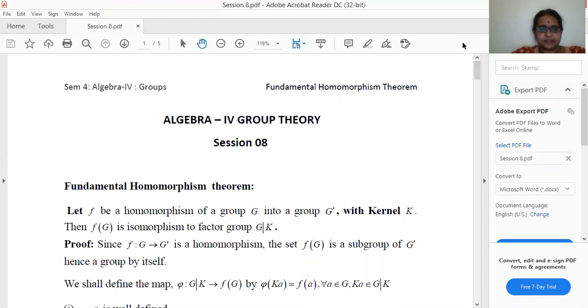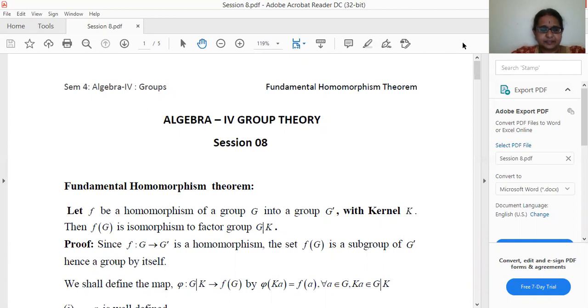This session, we shall discuss the fundamental homomorphism theorem and some theorems on isomorphisms. So, the fundamental homomorphism theorem. Let F be a homomorphism of a group G into a group G dash with kernel K, then F of G is isomorphic to the factor group G by K.